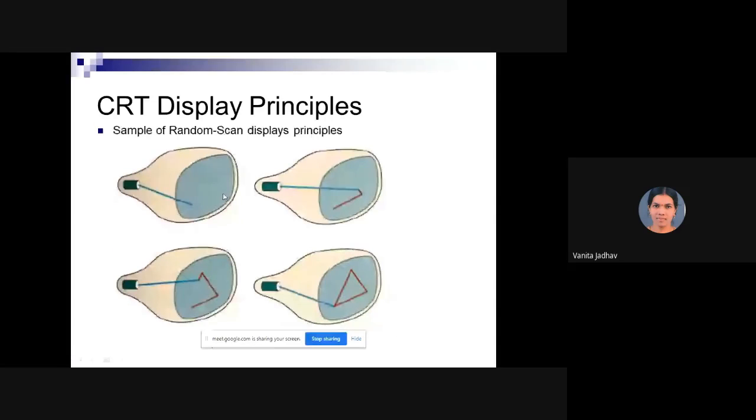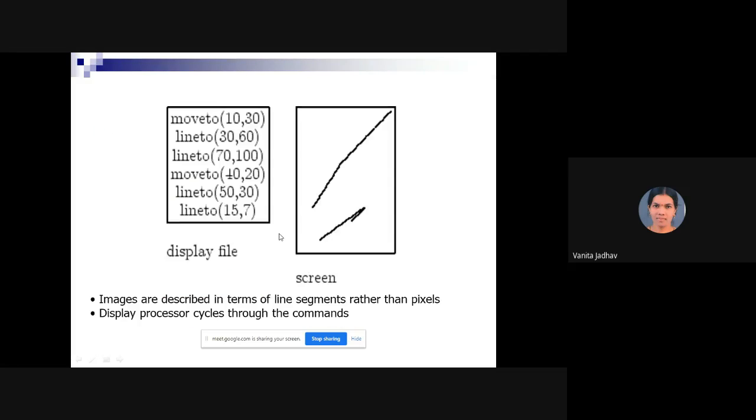For that purpose, first of all, you have to move the cursor over here. The electron beam should be moved over here. Then the first line should be drawn, then the second line, and then the third line. For the third line, again, first of all we have to position the electron beam, and then the line should be drawn. Accordingly, the contents of your display file should be there. So this is the example over here.